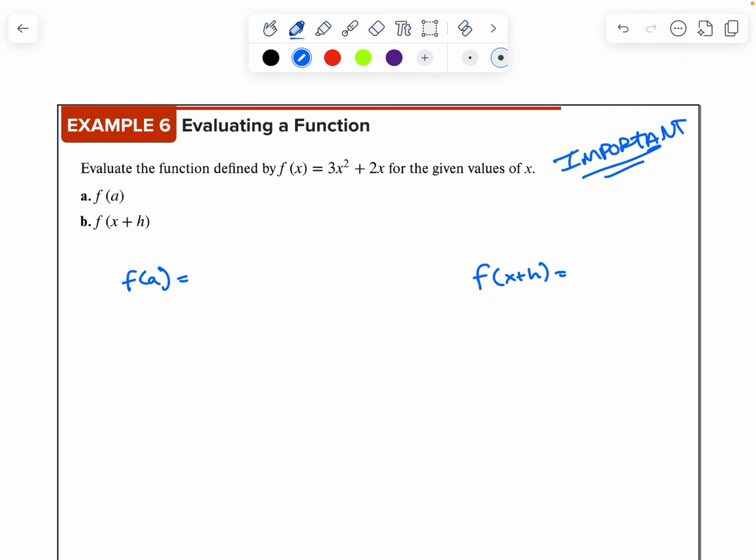These can look a little different. If I want f of a here, that means, again, this is just x, f of x, with function notation. I'm just going to replace the x with an a, right? So that'd be 3. It helps if you put it in parentheses when you put it in. You're going to do it everywhere there's an x, and then we're going to simplify. 3a squared plus 2a.